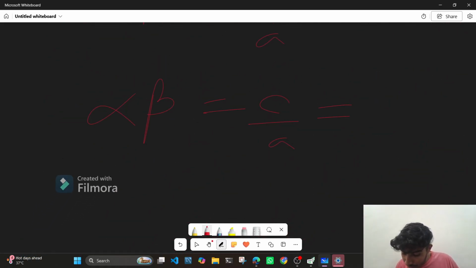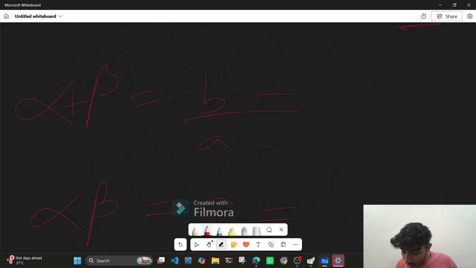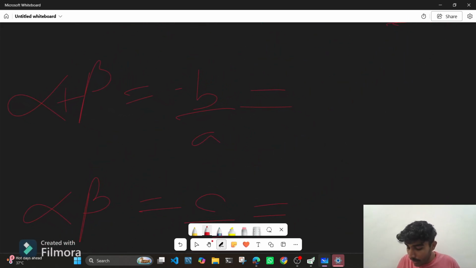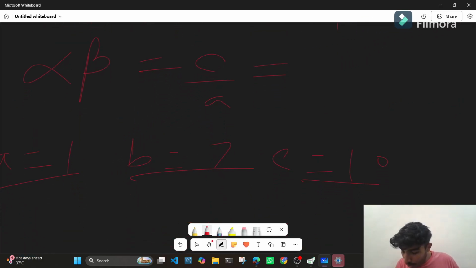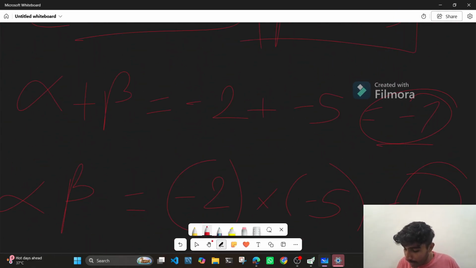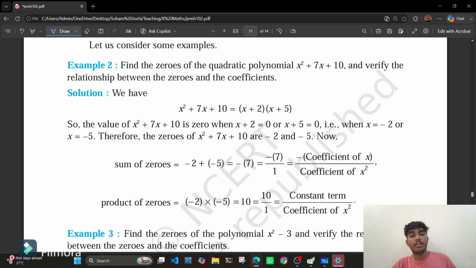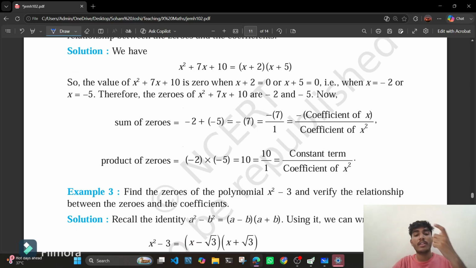For our example, a was 1, b was 7 and c was 10. So when we write alpha plus beta is equal to -b/a, -b is -7 and a is 1, so that is -7, and c upon a is 10/1, that is again 10. So hence we have verified that -2 and -5 are the roots of the equation, and we have also verified the relationship between the sum and product of the zeros and the coefficients.